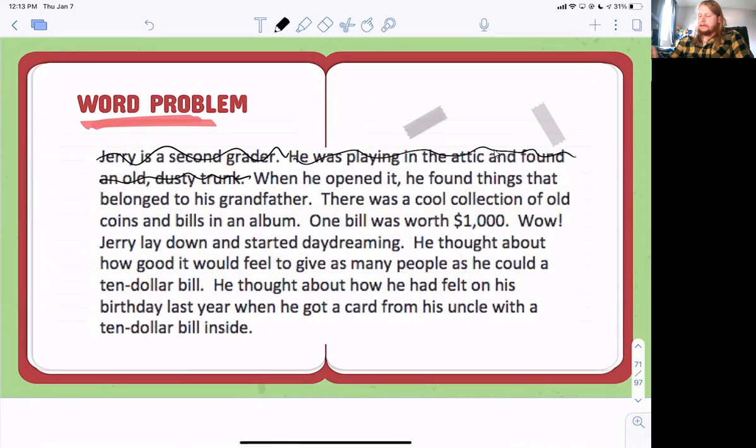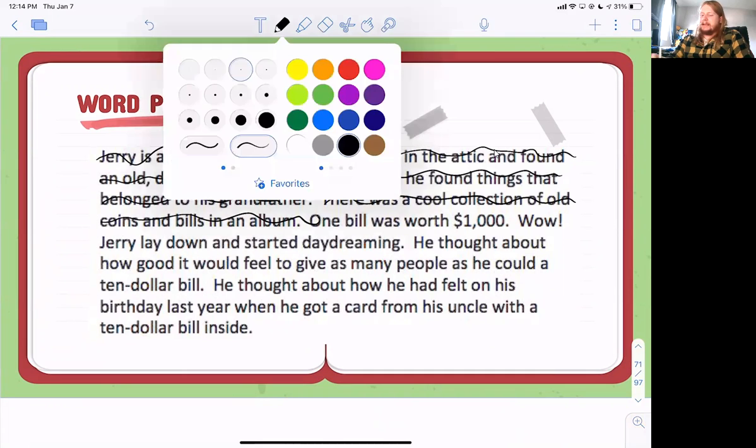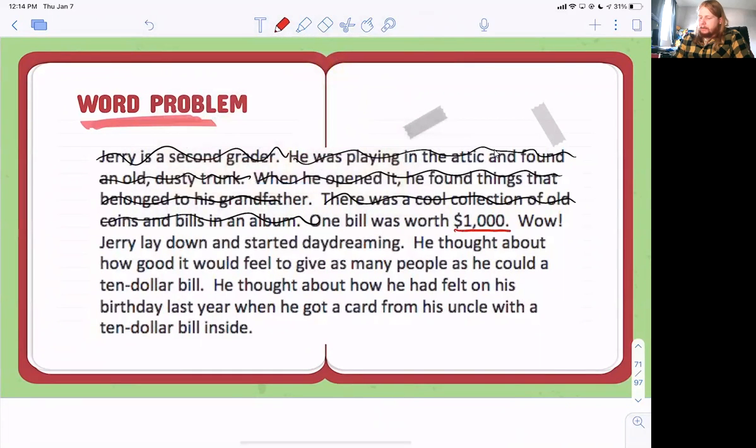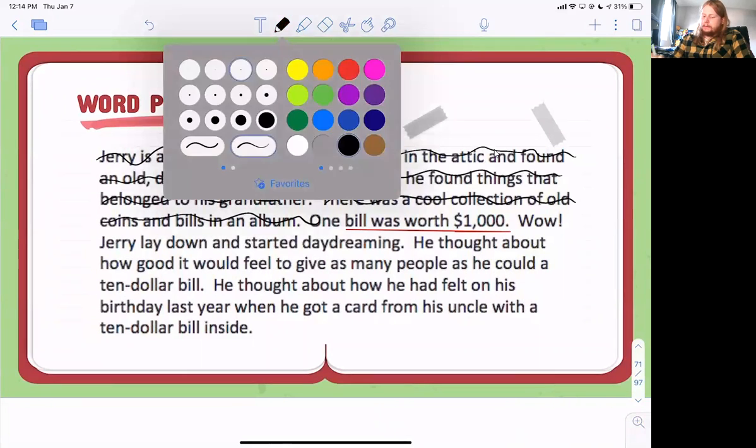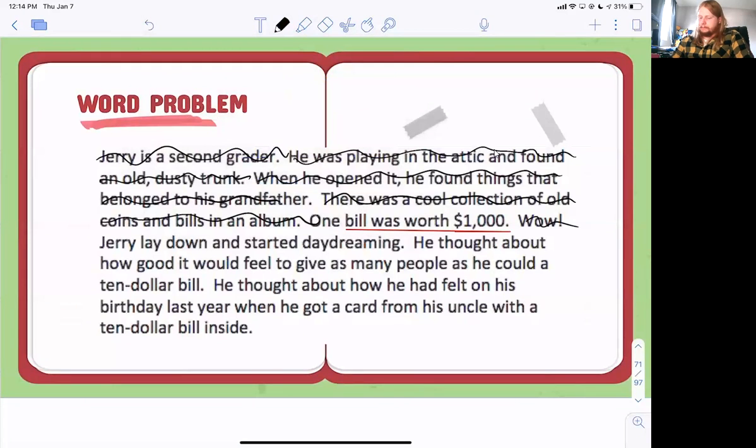When he opened it, he found things that belonged to his grandfather. Do we need to know that? No, we don't. There was a cool collection of old coins and bills in the album. Do we need that for the math problem? No. One bill was worth $1,000. Do we need any of that? Yes, we need the $1,000. One bill, the bill was worth $1,000. We need that. Do we need wow? No, we don't need wow.